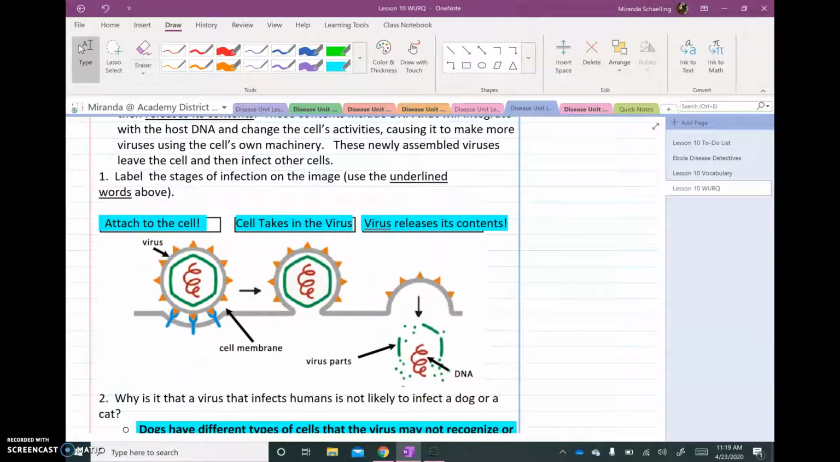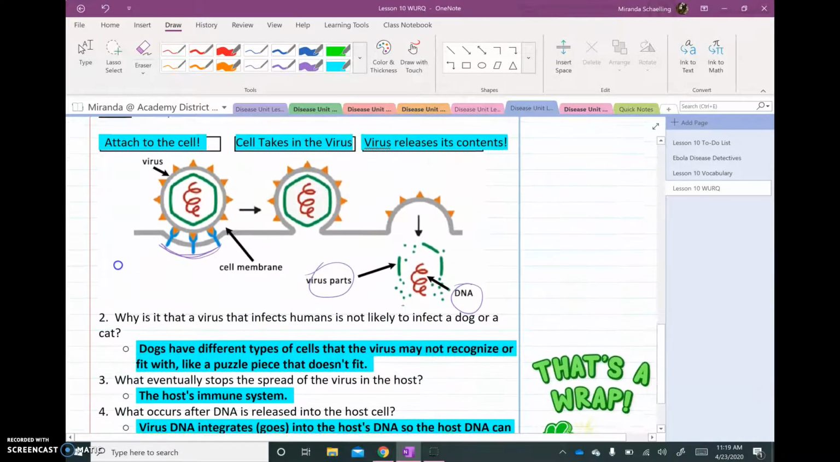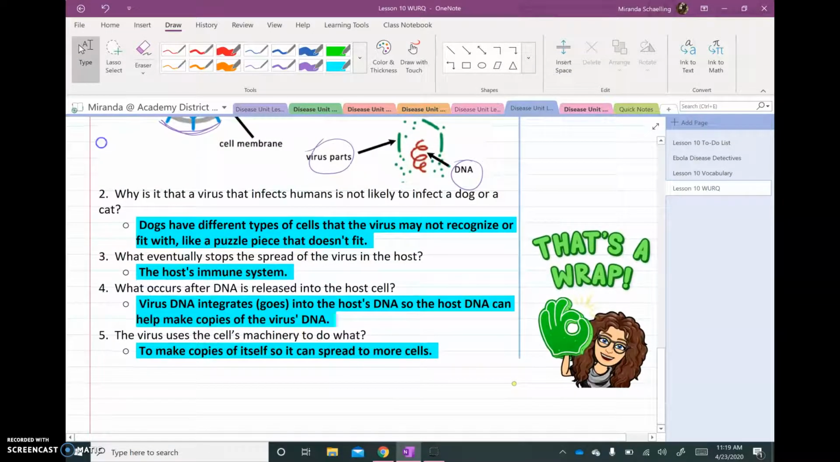And so here's how a virus gets into the cell. So it attaches to the membrane, it kind of opens up and then kind of like dumps out its DNA and all of its virus parts into the host, and then your cell is officially infected. Then it says, why is the virus that infects humans not as likely to infect a dog or a cat? Well, dogs have different types of cells, and maybe the virus doesn't recognize it, so the puzzle piece doesn't fit. Eventually, the host's immune system catches up and helps with the spread of the virus, which is why vaccines are so important.